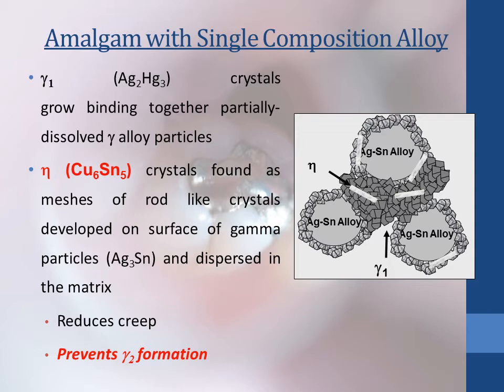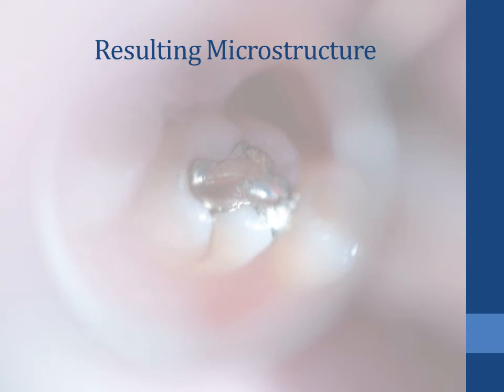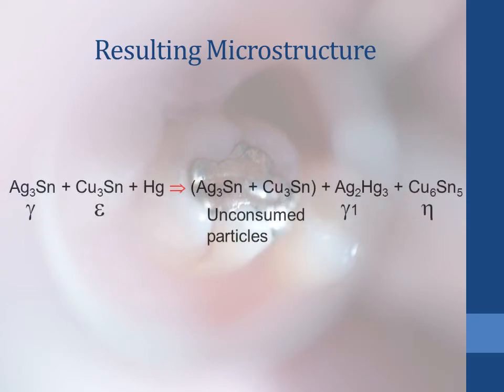Let's look at the reaction. So what happens is that the gamma 1 crystals grow, binding together partially dissolved gamma alloy particles. Now, eta crystals are found as meshes of rod-like structures developed on the surface of gamma particles and dispersed in the matrix. Obviously, this reduces creep and prevents the gamma 2 formation. Let's look at the resulting microstructure and the chemical reaction.